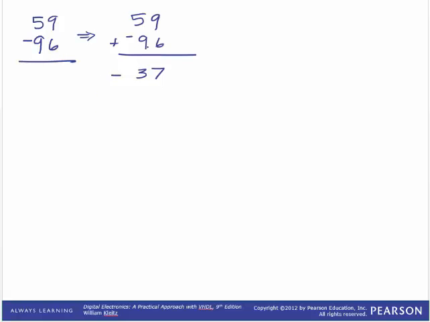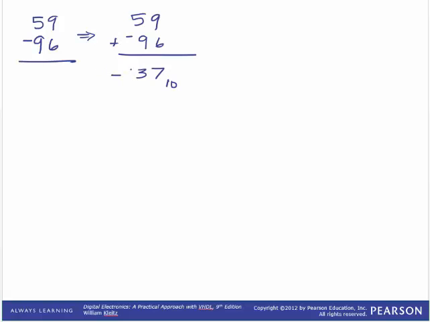Let's do an example where our answer comes out negative instead of positive to show you how that works. So 59 minus 96, which is the same as 59 plus negative 96. If you do that math, the answer should be negative 37. You take 96 minus 59 and change the sign, and the answer will be negative 37 in base 10.